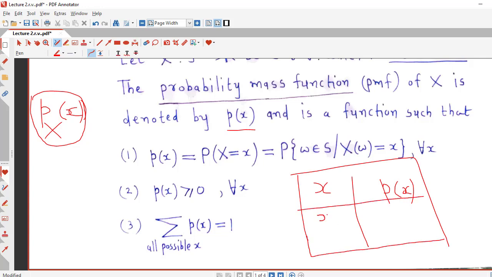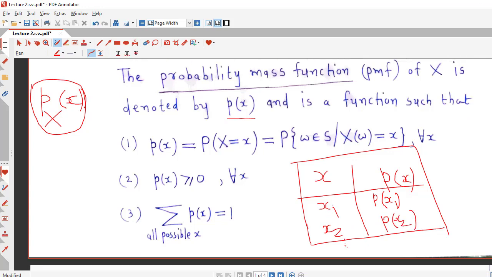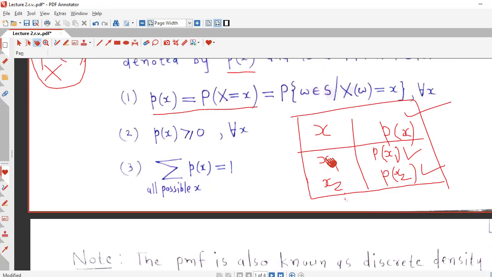Here we can write values of the random variable. For x1, suppose the value of the probability mass function is p of x1. For x2, the probability mass function has value p of x2, and so on. So if we write down for each value of the random variable, these probabilities will be assigned by using the probability mass function. So this type of distribution is known as probability distribution.